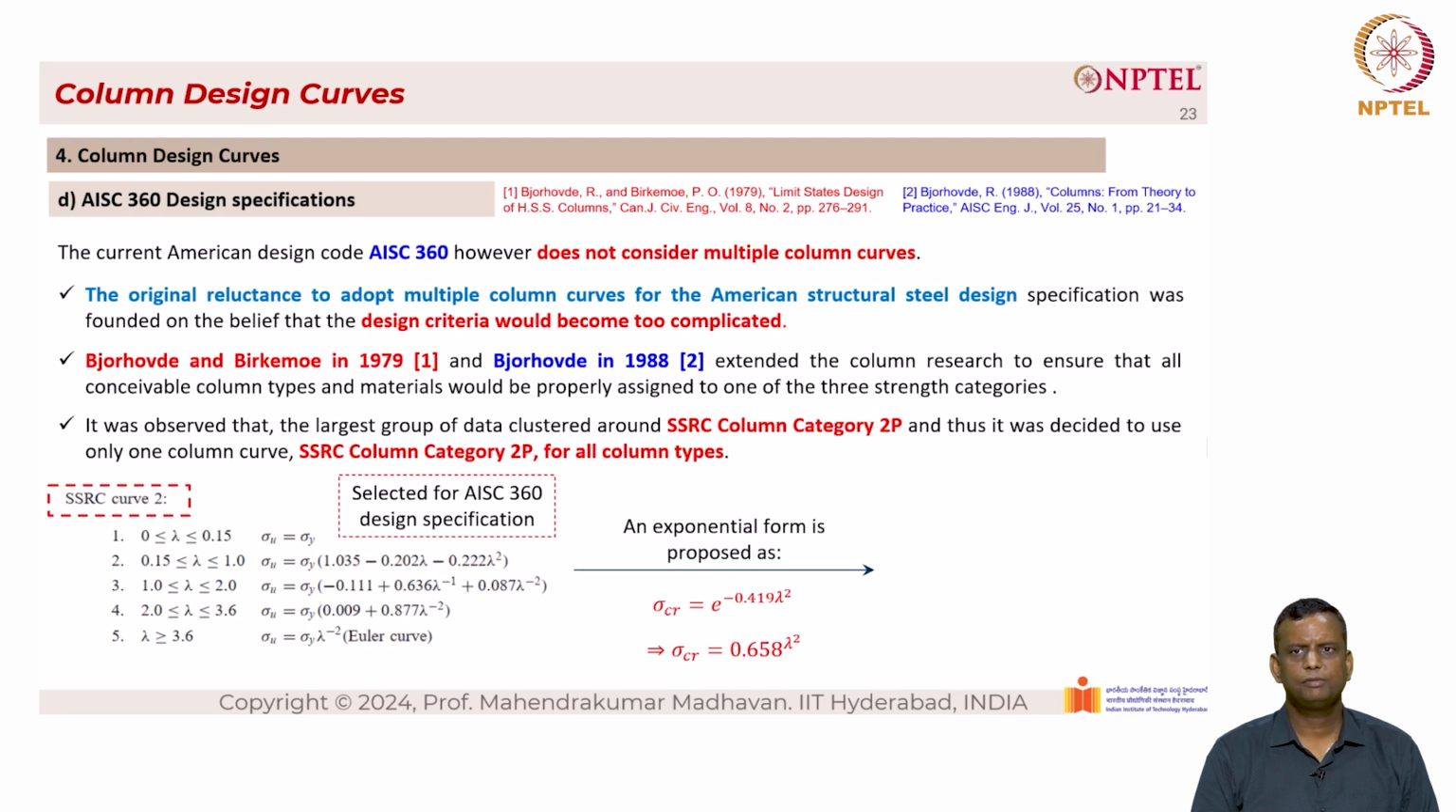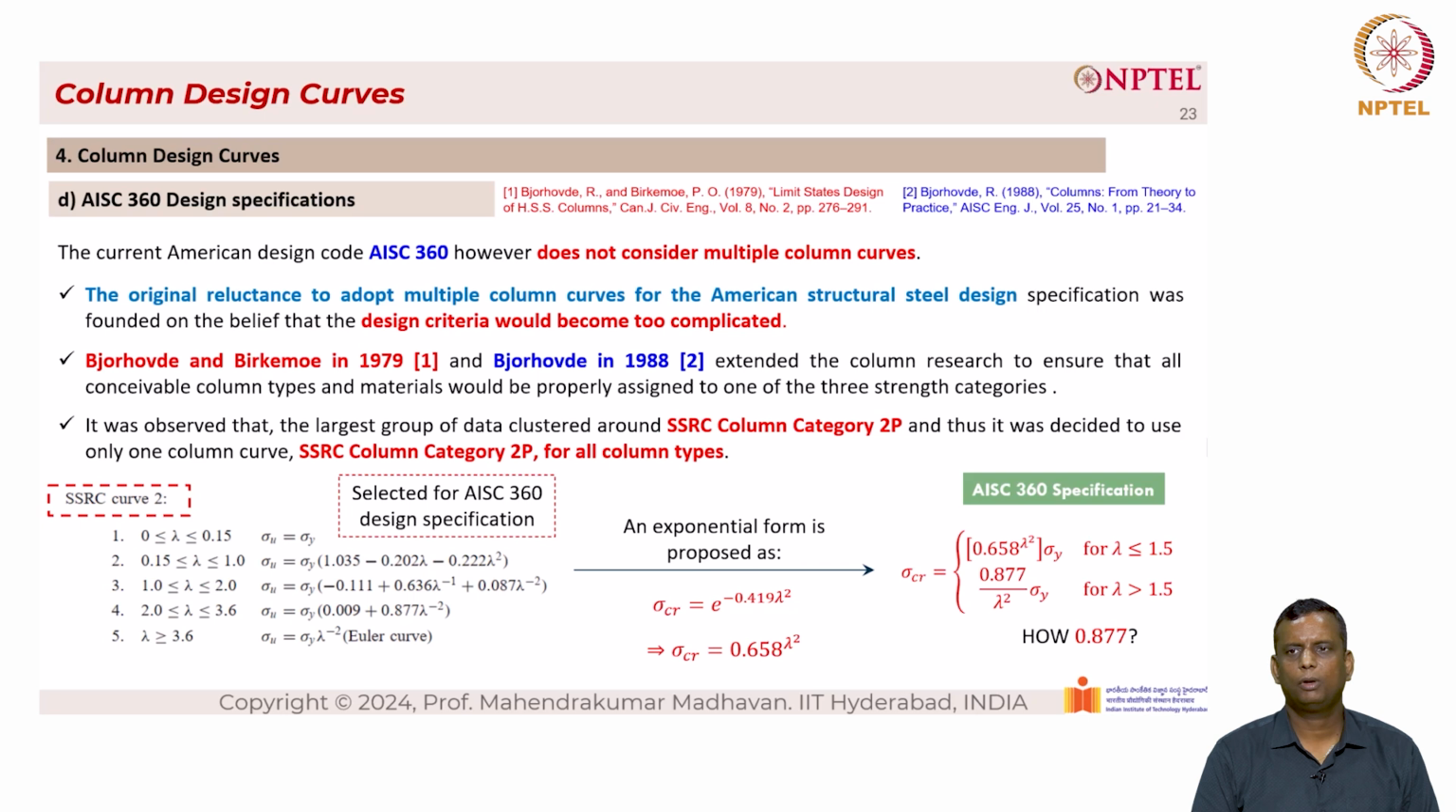So an exponential form is proposed as sigma critical equal to e power minus 0.419 lambda square, which again was simplified as sigma critical equal to 0.658 power lambda square. So the AISC 360 specification gives the following values: 0.658 power lambda square into sigma y for lambda less than or equal to 1.5, and 0.877 by lambda square into sigma y for lambda greater than 1.5.